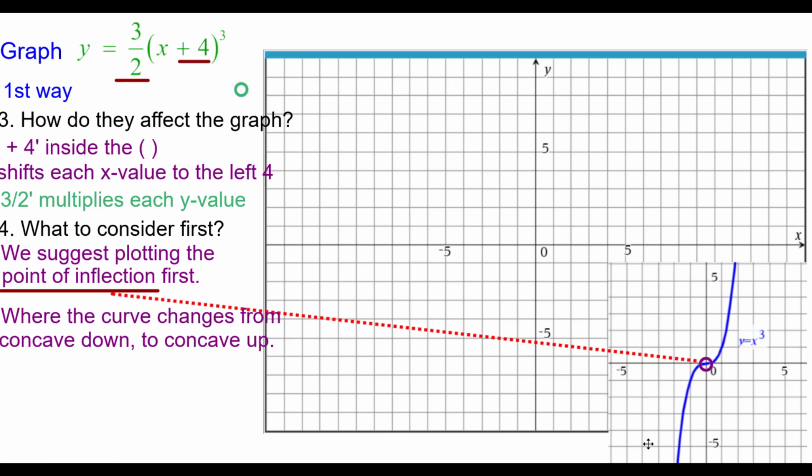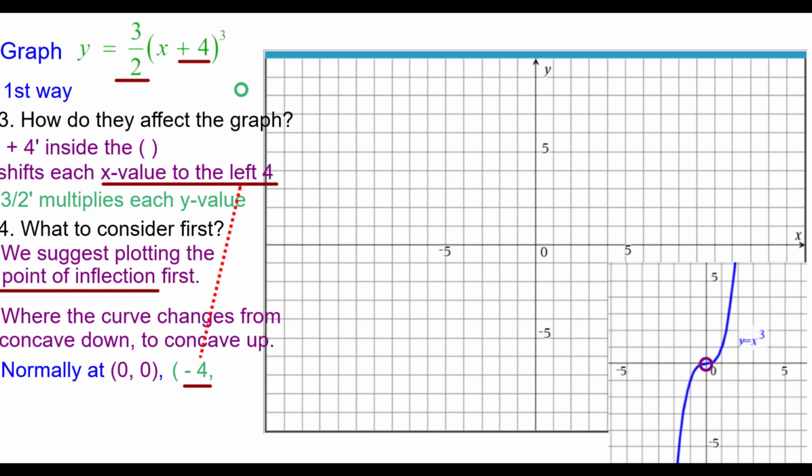So the curve changes from concave down to concave up. That's called a point of inflection. Normally at the origin. And since each x value is shifted to the left 4, that'll become negative 4. And we're multiplying each y by 3 halves. That'll keep it at 0. So the point of inflection will be at negative 4, 0.